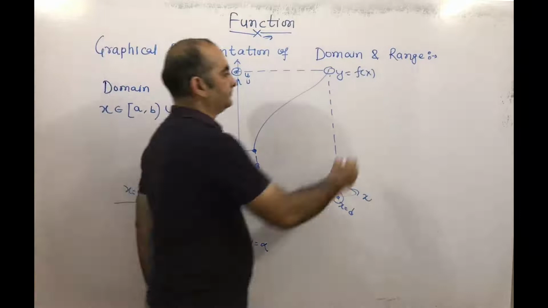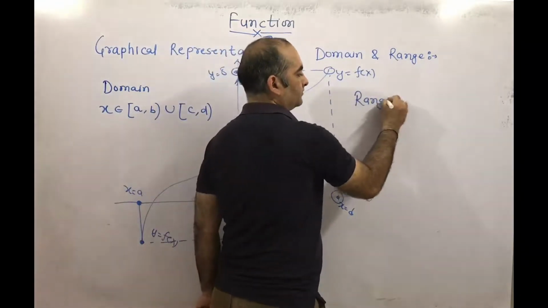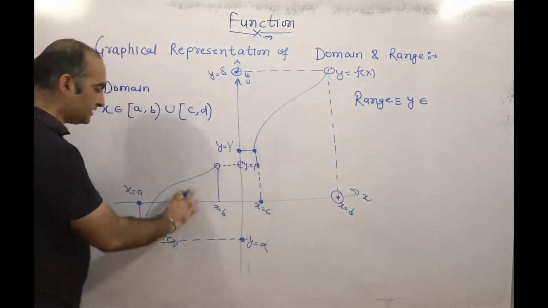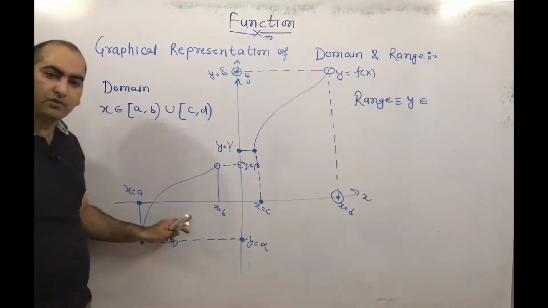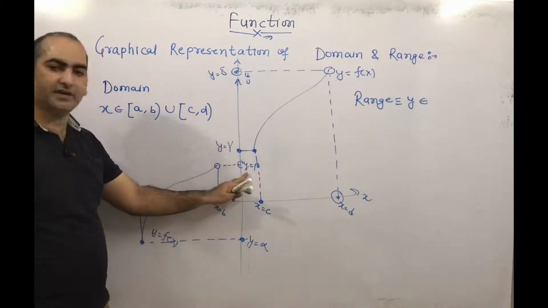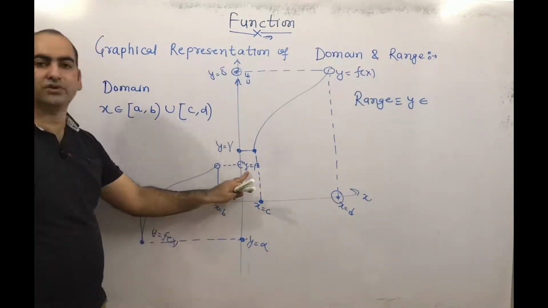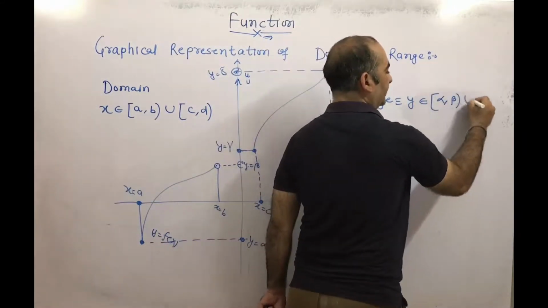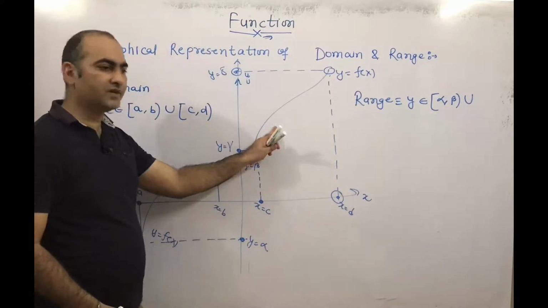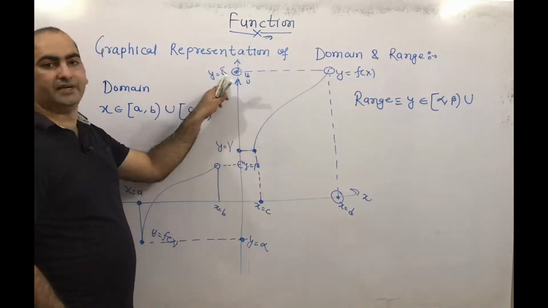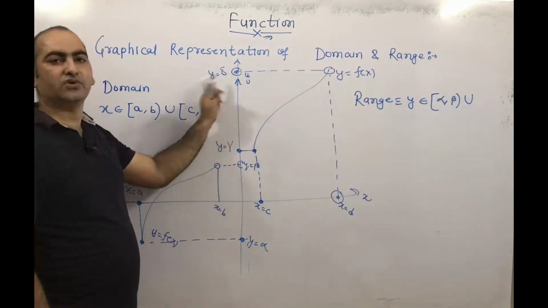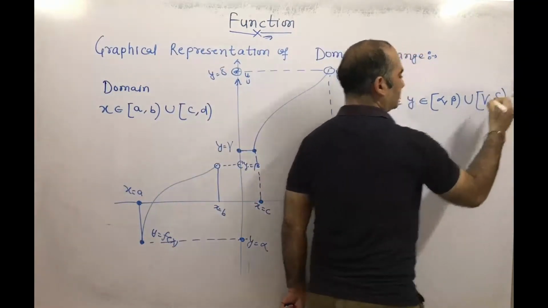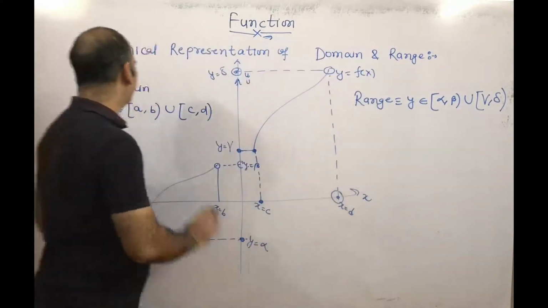And range. Range is what? y belongs to what will come? So this continuous interval, what portion will it cover on the y-axis? y equal to alpha to y equal to beta. So alpha is included, beta is not included. So alpha is closed, beta is open. Union. This portion, how much will it cover? y equal to gamma to y equal to delta. Gamma is included, delta is not included. So here closed interval gamma to delta, delta is open. This is your range and this is your domain.